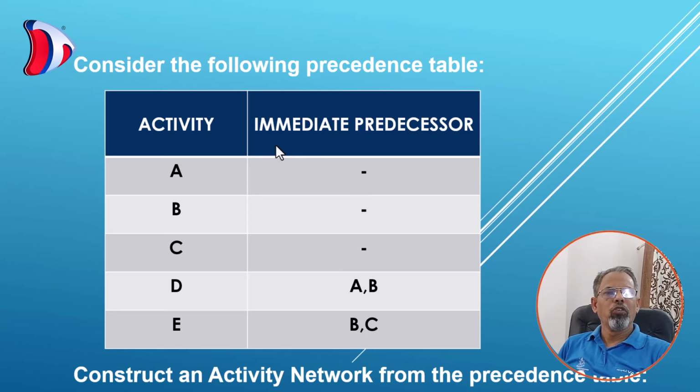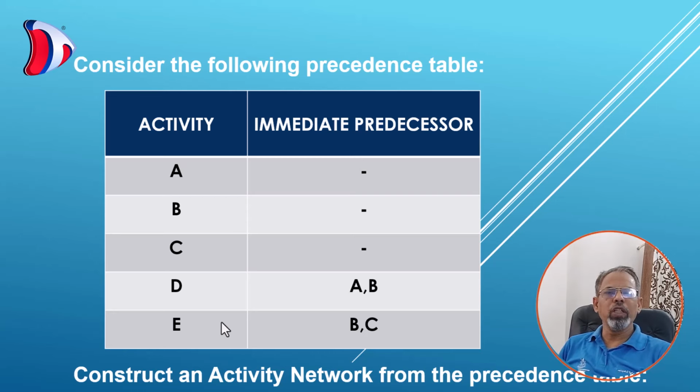Now the first column has activities starting from A and going up to E. That means there are multiple activities like A, B, C, D and E. And in the immediate predecessor column there are some blanks and then A, B and C. So D and E are missing or not shown in the immediate predecessor column.